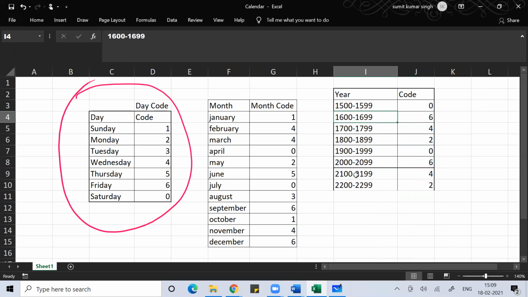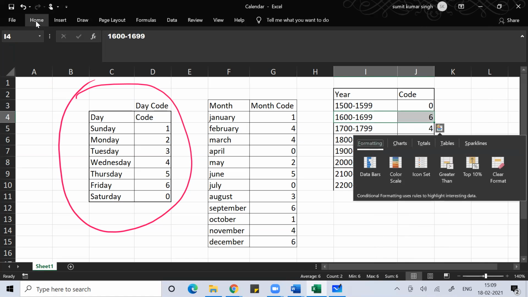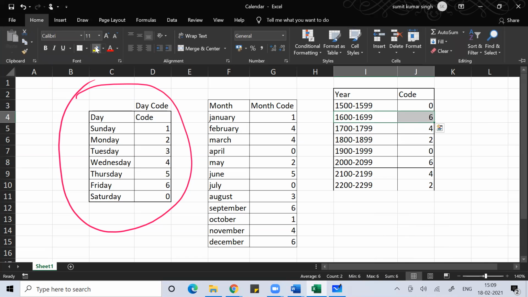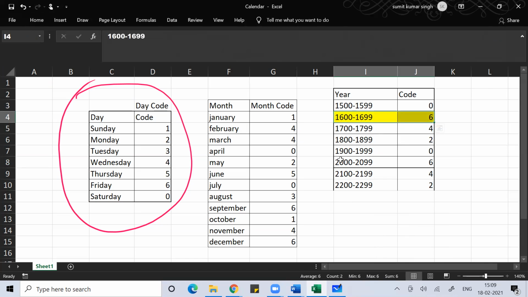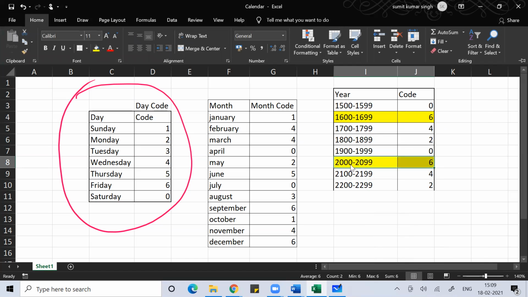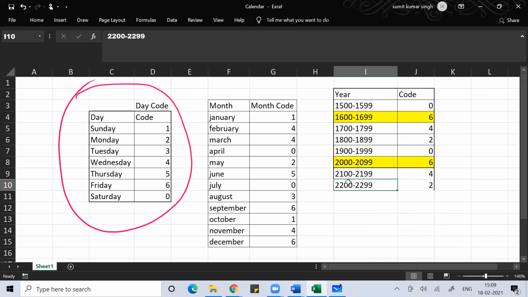You can remember that all the century leap years have the code 6. I hope you know the term, what do you mean by century leap year? Century leap years are those years which are basically leap years, which have 29 February. So all the century leap years have a code called 6. I hope you can understand this part.